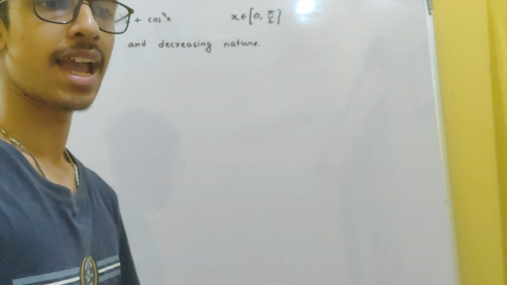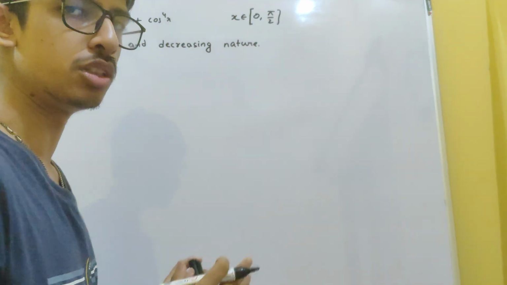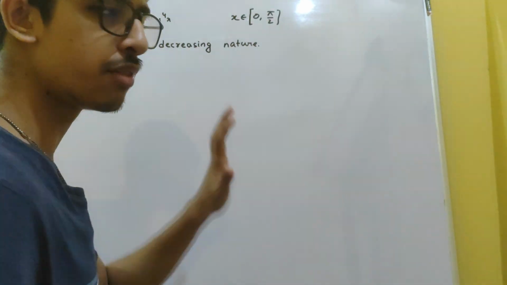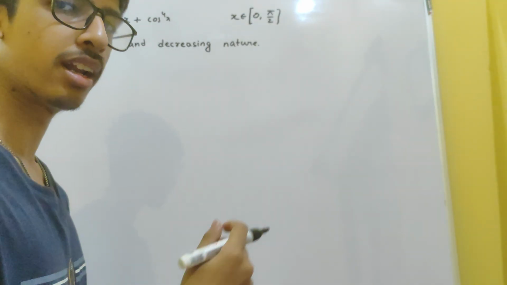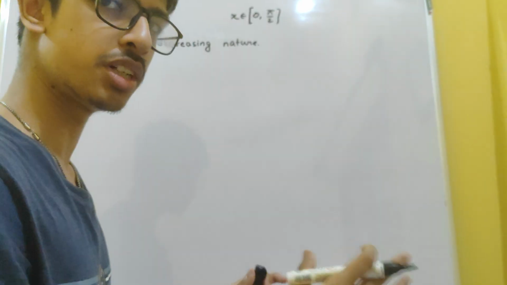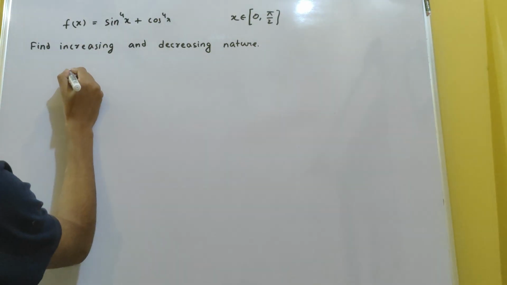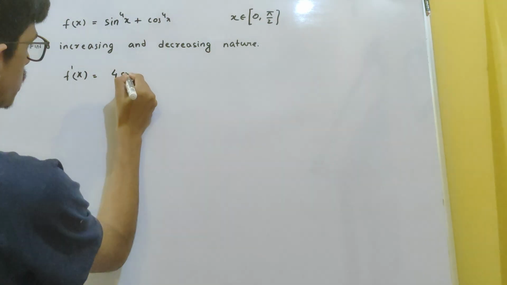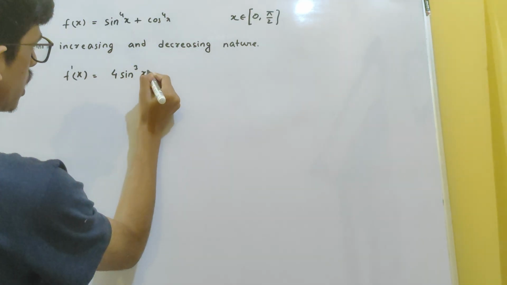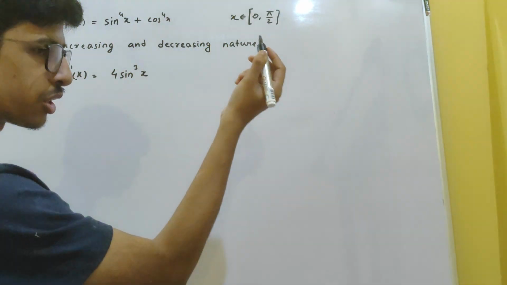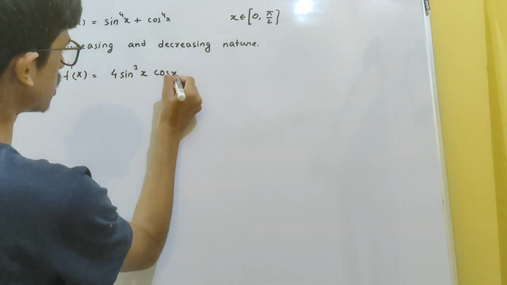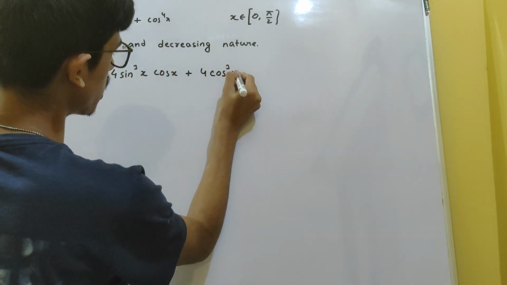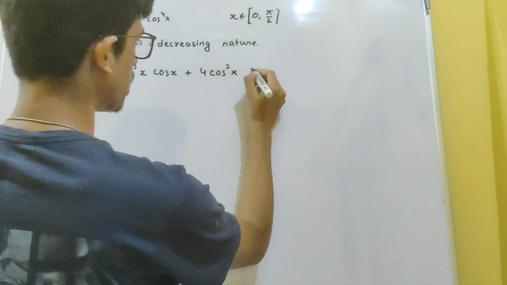which is f dash x, and then for the given range 0 to pi by 2 we will find the critical points at which the derivative of the function becomes 0, and then analyze the increasing and decreasing nature with the first derivative of the function. So if we find f dash x, then it will be 4 sin cube x, and differentiation of sin x is cos x. Then we have positive 4 cos cube x, and differentiation of cos x is minus sin x.